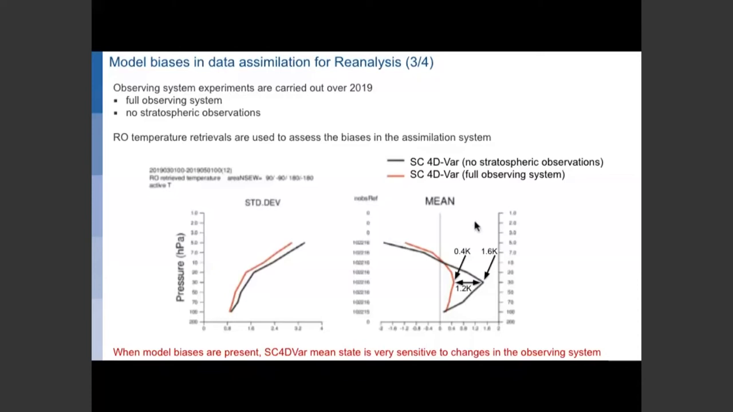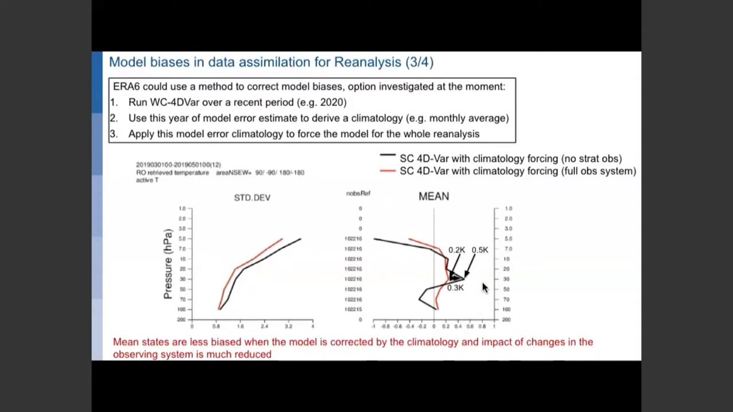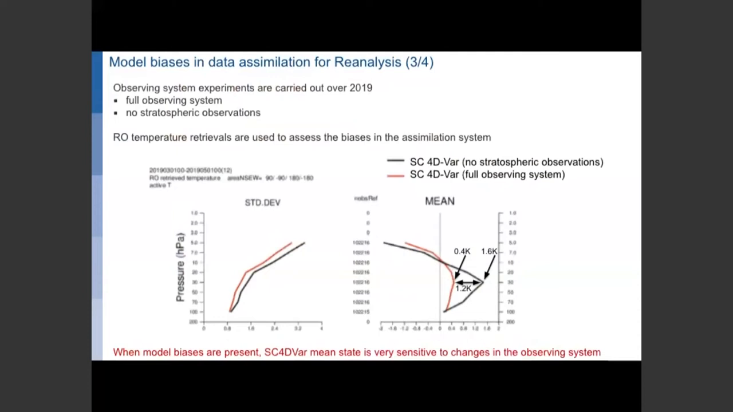And that's what you can see here. The red line, we've run a strong constraint 4D-Var with the full observing system. And if you just focus at 30 hectopascal, you see that the error in the mean state is 0.4 Kelvin. Then we've run a second experiment, a strong constraint 4D-Var but this time without stratospheric observations, and you see that this time the mean error is 1.6 Kelvin. So what you see is basically the impact when you've got strong constraint 4D-Var. If you don't take into account model biases, the impact just by changing the observing system is very large. It's 1.2 Kelvin. And that gives you basically the spurious climate trends you see in ERA5.